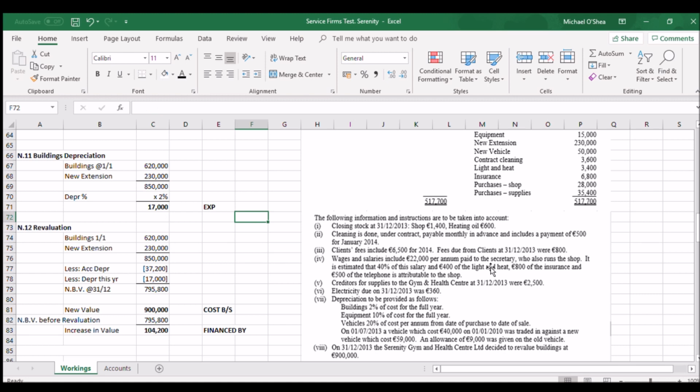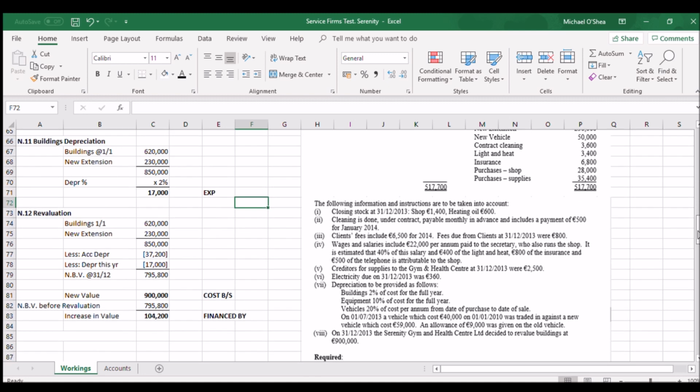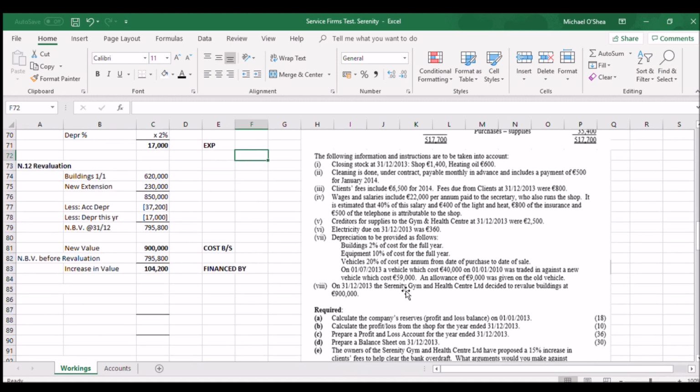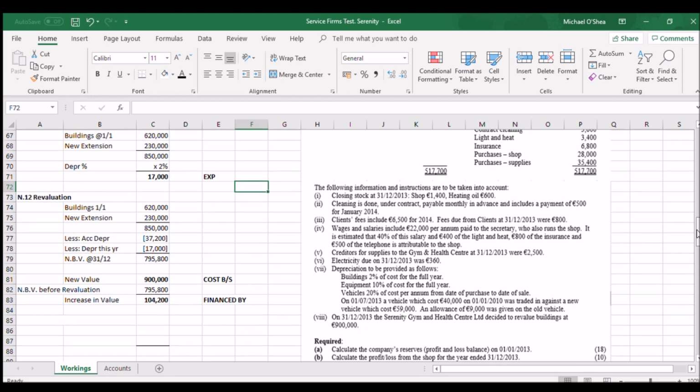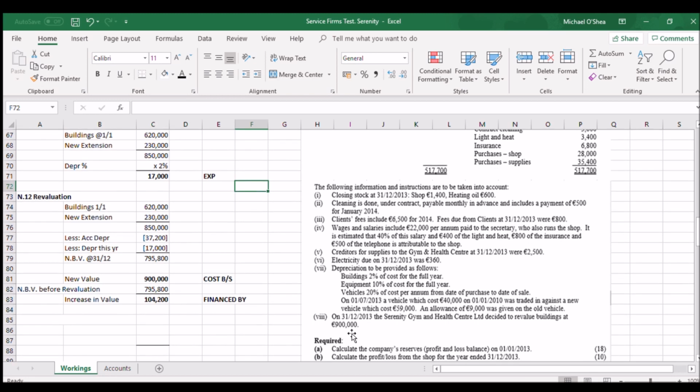The next thing we're going to look at is revaluation reserve. So we see here, if we look at the question, it gives us information on the 31st of the 12th, which is the end of the year. Serenity Gym and Health Centre Limited decided to revalue their buildings to 900,000. So when we do our balance sheet straight away, that 900,000 is going to go in as a cost figure. We're not going to worry about that for now. What a revaluation reserve adjustment is for is to find out how much the value increased by to get to 900,000. And the amount that it increased by is going to go into our balance sheet in the financed by section. So we're going to look at what we've done already.